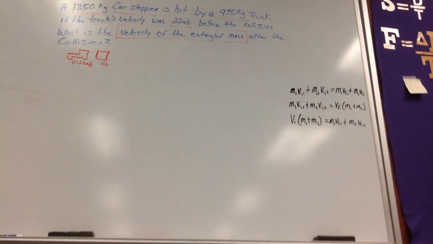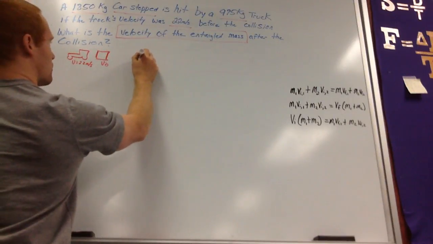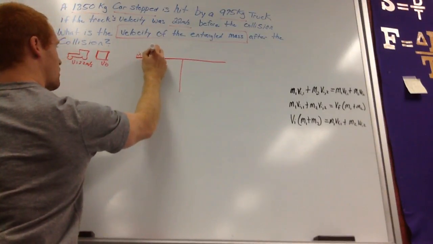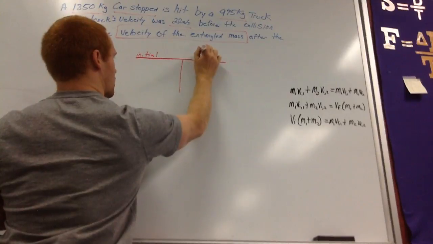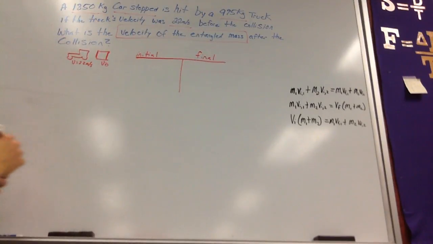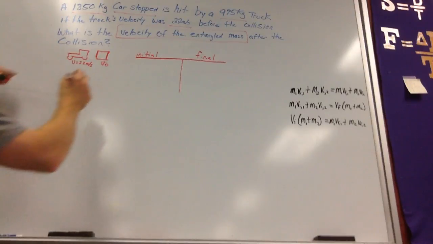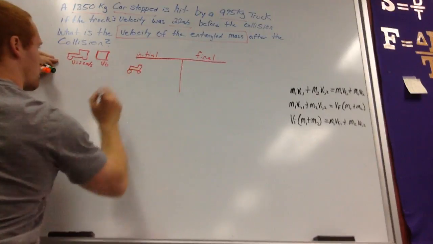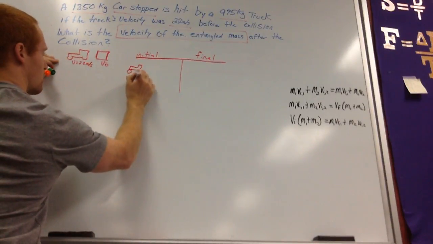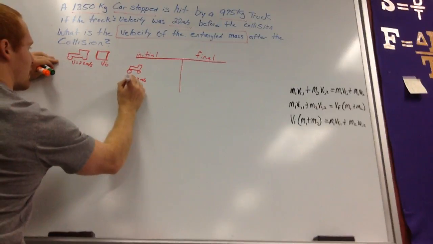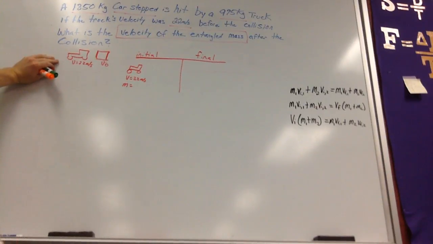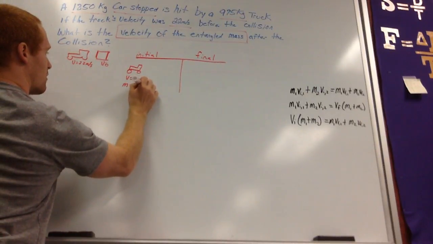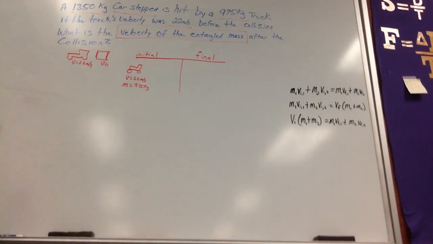So what I'm going to do first is draw a little chart. We're going to have our initial, so this is before the collision, and after the collision is going to be our final. Initially, we have the truck, and its velocity is 22 meters per second. And then the mass of the truck, if we look at the problem, is 975 kilograms.